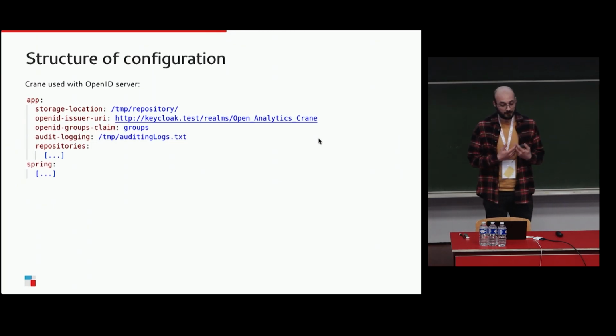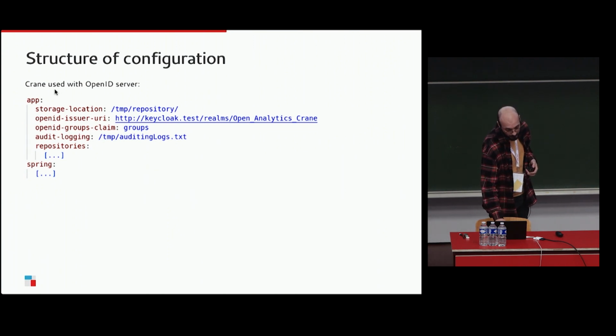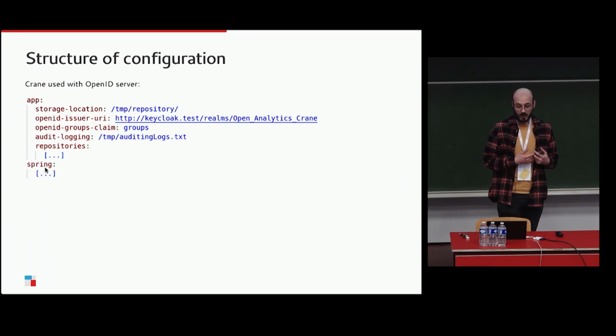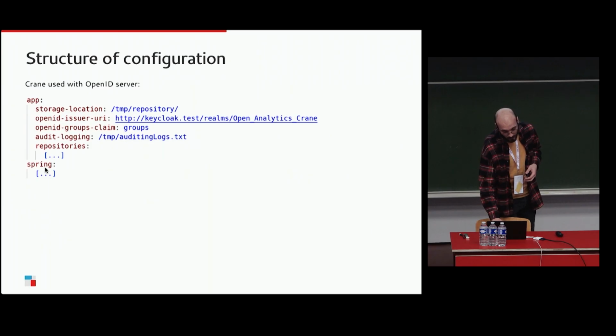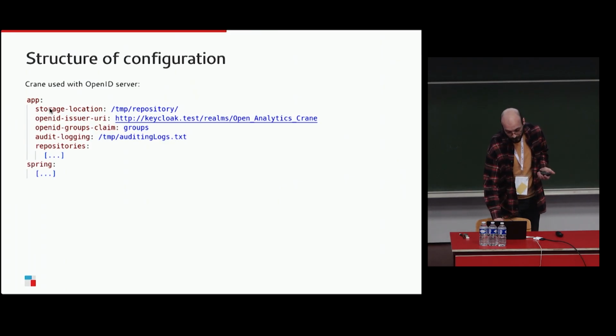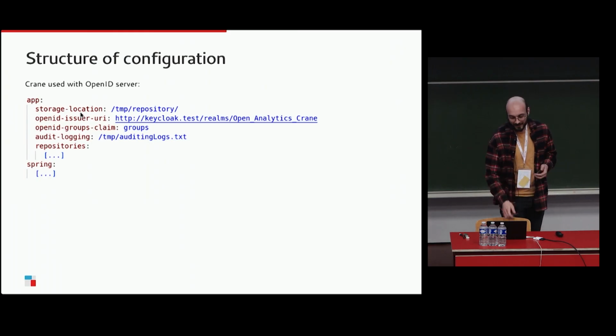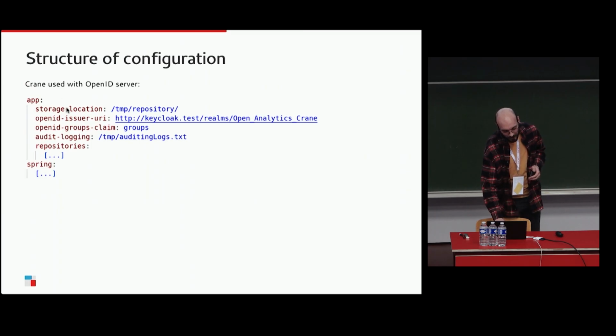The configuration file has two top-level configurations. It's just a YAML file with an application-level configuration and a Spring configuration, as Crane is a Spring Boot application. I'm not going to talk too much about the Spring part, but if you want to share some files, the first piece of data you need to give to Crane is where the data you want to share is, so the storage location.